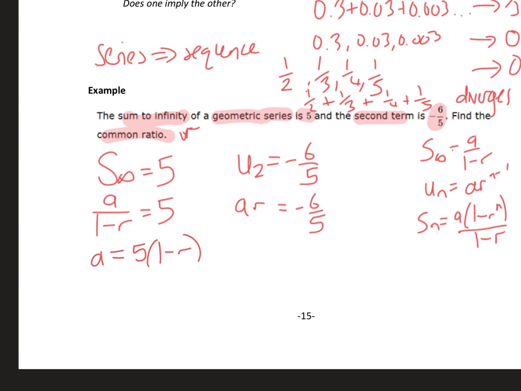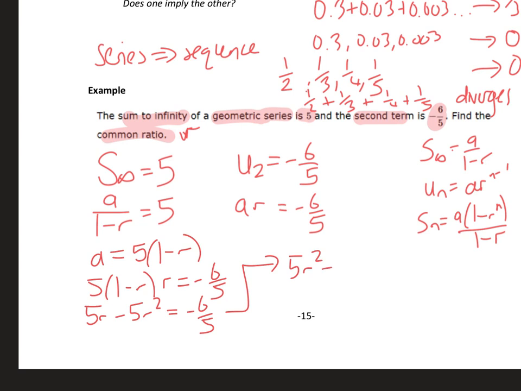Then if I sub that into the second one, I get 5 times (1 minus r) times r is minus 6 over 5. If I expand that out, I get 5r minus 5r squared is minus 6 over 5. If I take it all to one side, I get 5r squared minus 5r minus 6 over 5 is 0. So I can use my calculator to solve that quadratic, or you could try to factorize it, but to save time, stick it in your calculator.